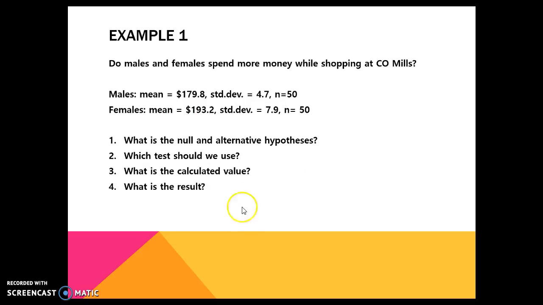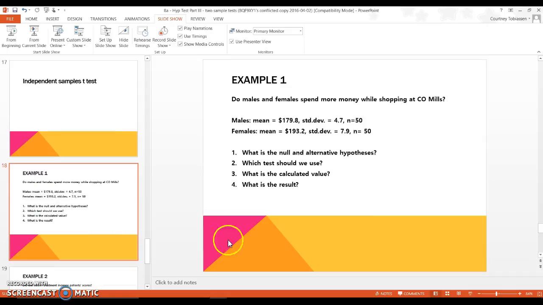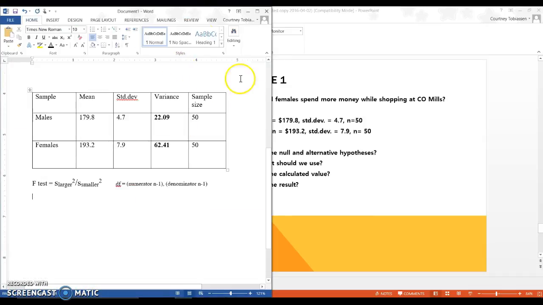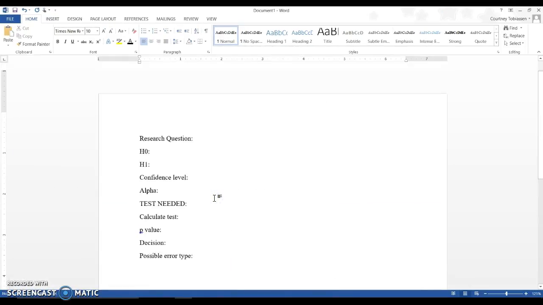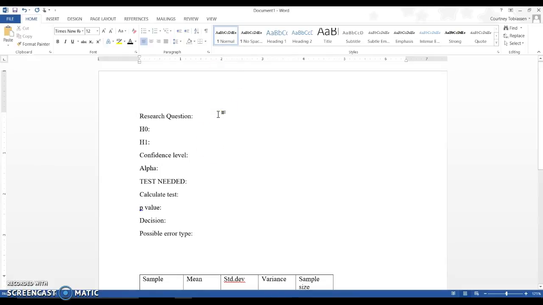So we have some questions that we're going to start with, and we're going to use the exact same process that we did with the one sample tests. So the research question is two groups, male and female, and is there a difference between those two groups? So our null hypothesis is that the two groups are equal. So the male and the female groups, there's no difference between them.